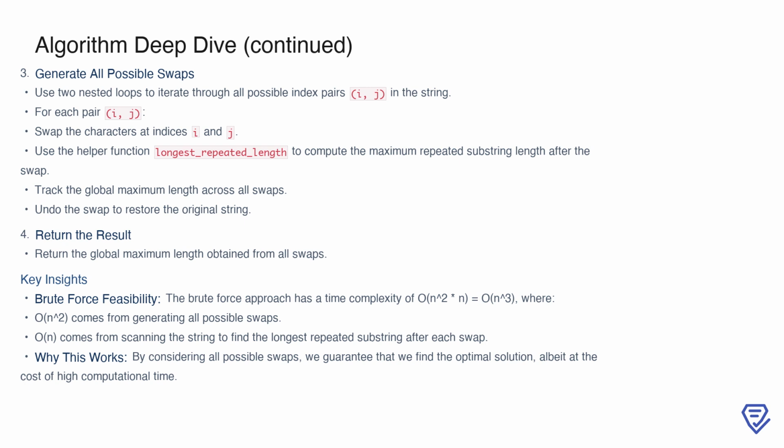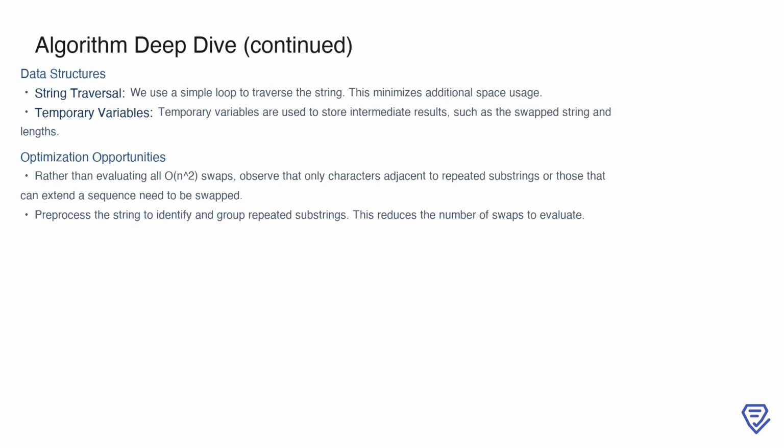While this brute force approach ensures we consider every possibility, it has a time complexity of O(n cubed). This arises because generating all swaps takes O(n squared), and for each swap, calculating the repeated substring length requires an additional O(n). Despite being computationally expensive, this approach guarantees correctness by examining all potential scenarios. To implement this solution, the data structures we use are straightforward.